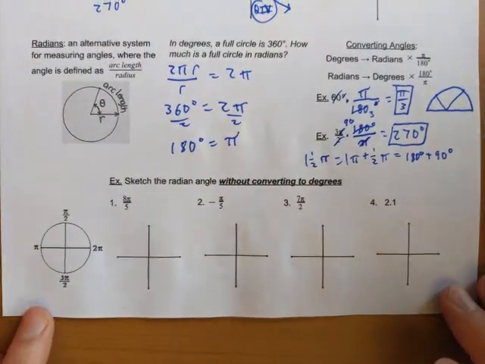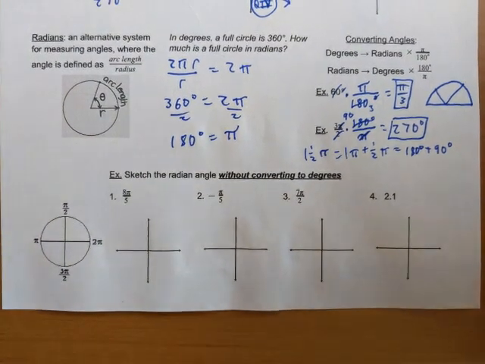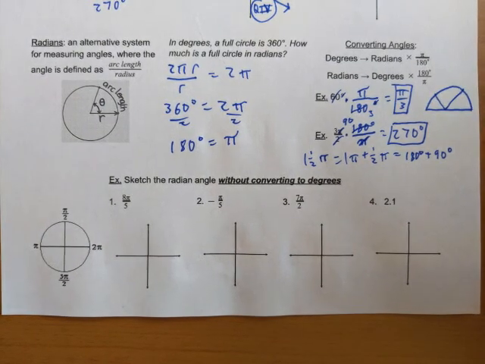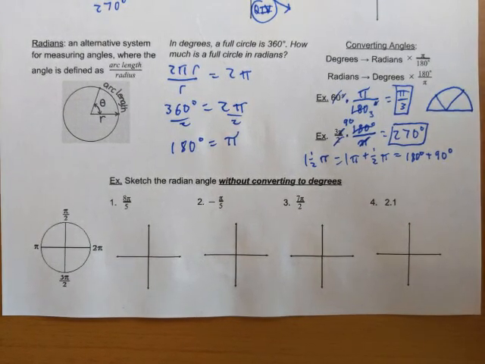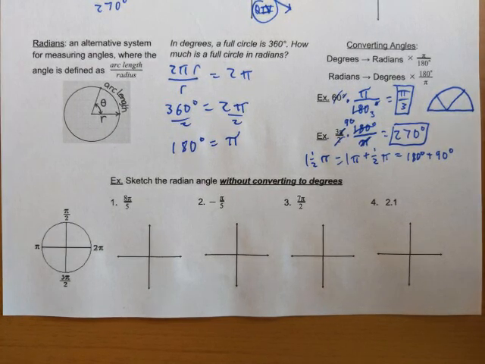All right. Probably the most important thing from today is this last thing that we're going to do here. Not probably the most important thing, definitely the most important thing: sketching radian angles. You want to make sure that you're really, really good at sketching radian angles without converting them to degrees. We want you to get really familiar with radians.